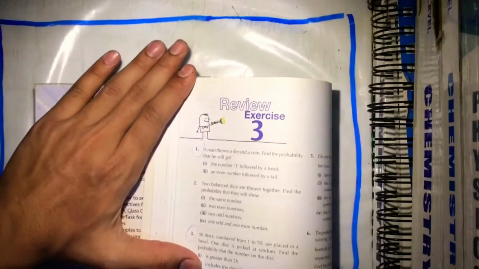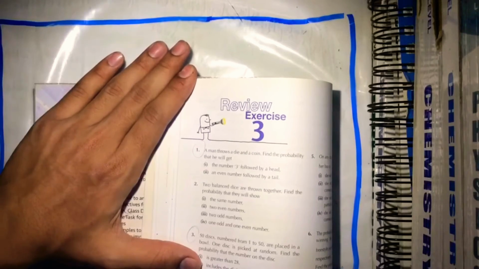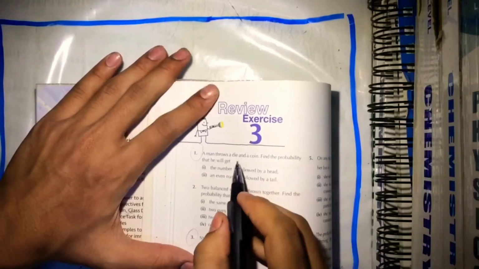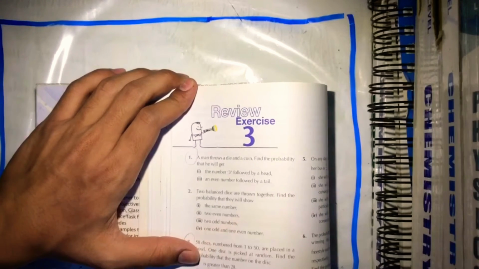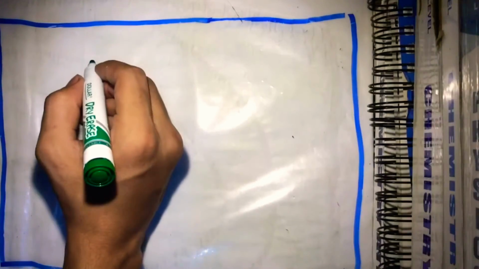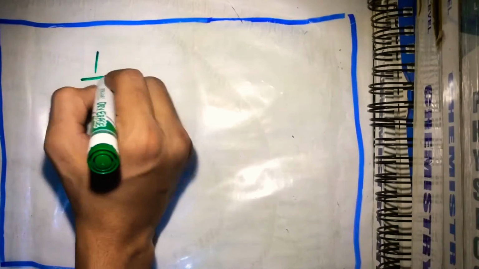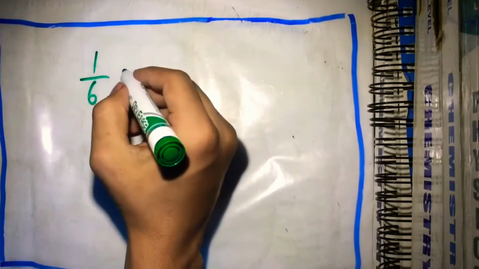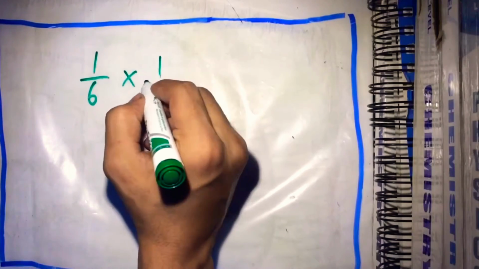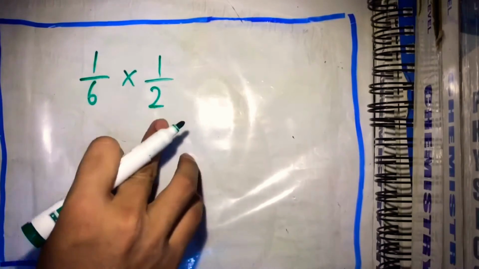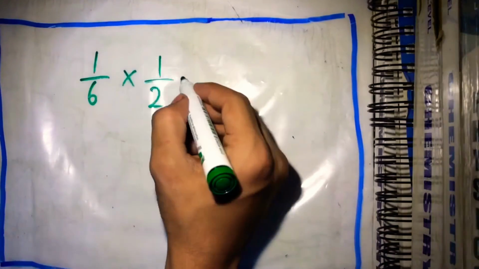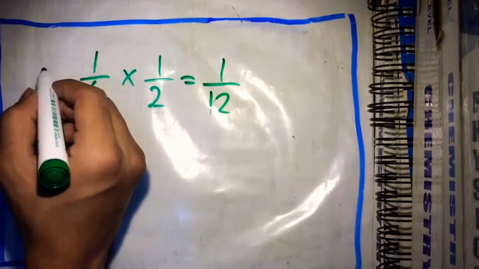Now we're doing a few questions from book 4. A man throws a dice and a coin. Find the probability that he will get the number 3 followed by a head. The probability of getting a number 3 on the dice is 1 upon 6, and getting a head on the coin is 1 upon 2. As both events are taking place together, so they are mutually inclusive and will be multiplied. So the result will be 1 upon 12 for part 1.